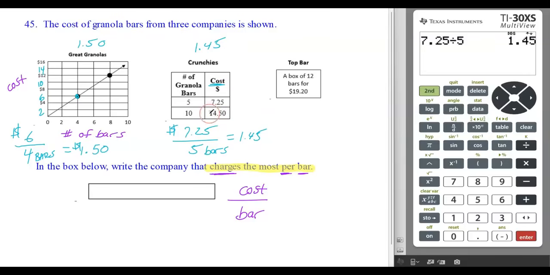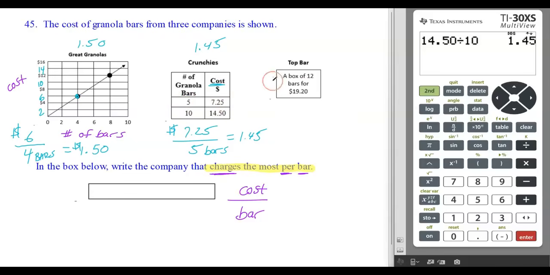Again, you could have taken $14.50 divided by 10. I'll do that real quick to show you. You get the same thing, $14.50 divided by 10. You get $1.45 as well. See that? Now, if you divided these out and didn't get the same thing, that would imply that there's some sort of shipping charge, and you'd have to use your slope formula. You'd have to find the change in y divided by the change in x, but that's not what's going on here.